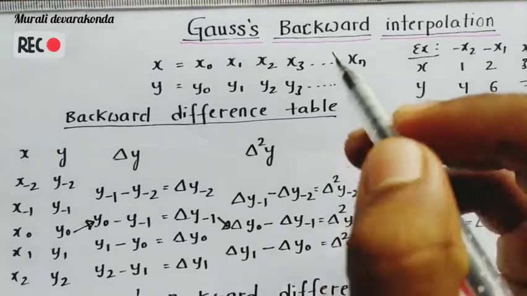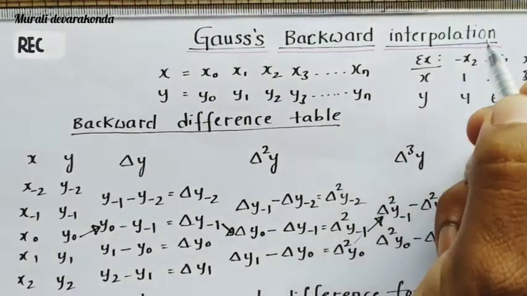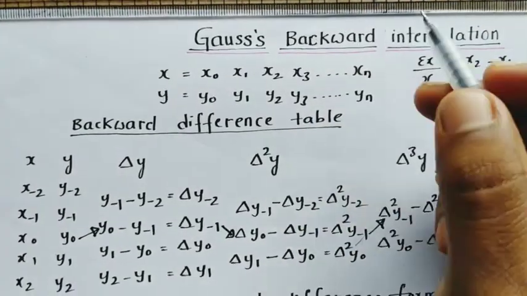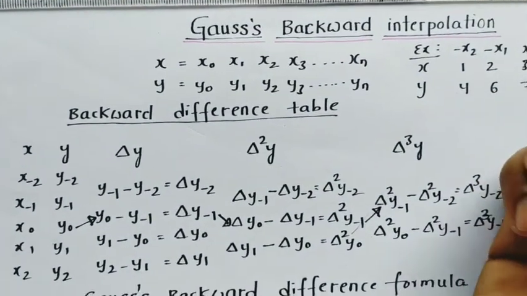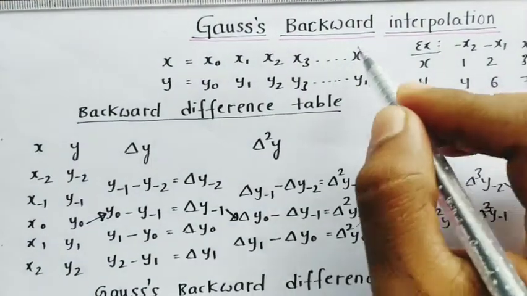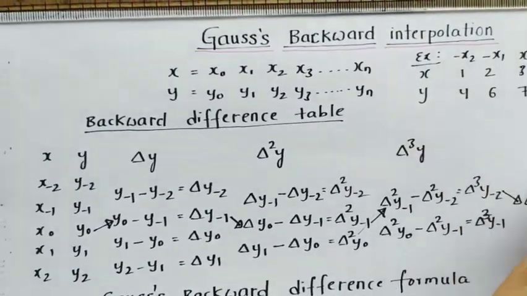Hi friends, here Gauss's backward interpolation. This method is also used to find the unknown function. Let's see how to write the formula for finding the unknown function by using Gauss's backward interpolation.